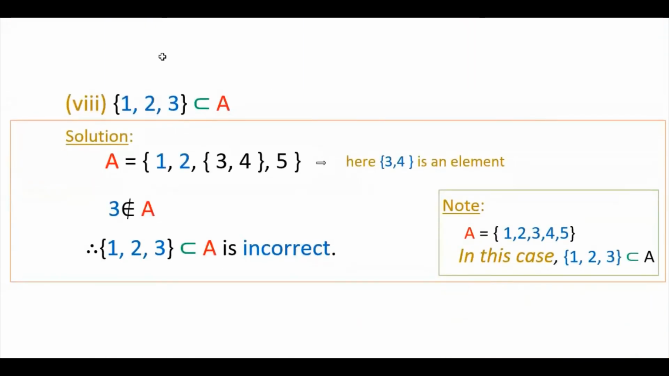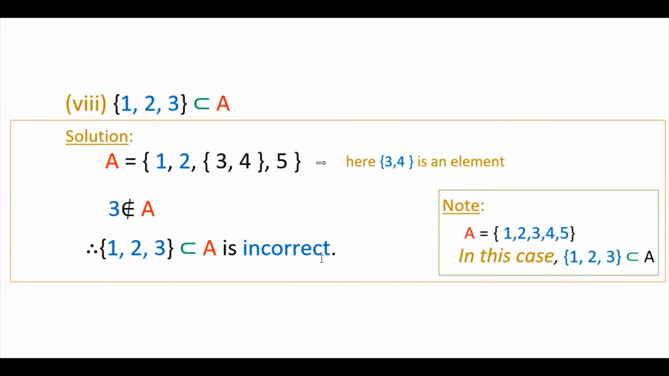This is the next one. Here the set {1, 2, 3} is a subset of A. You have to check the elements of the first set here. So here 1, 2 are there in the set A, but 3 is not there. 3 is not a separate element of A. So 3 does not belong to A. So this set is not a subset of A.